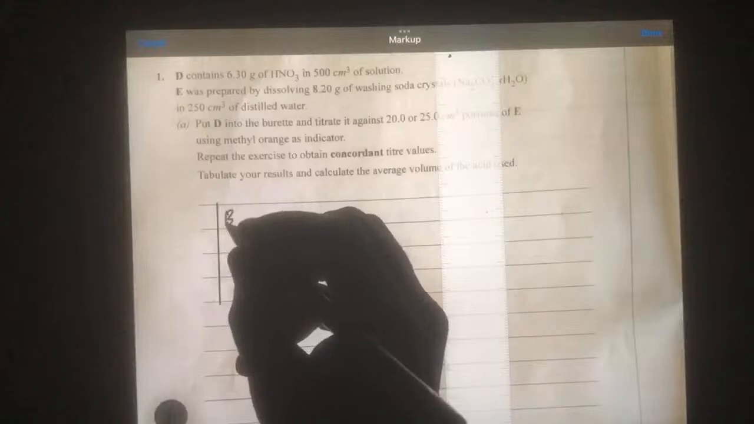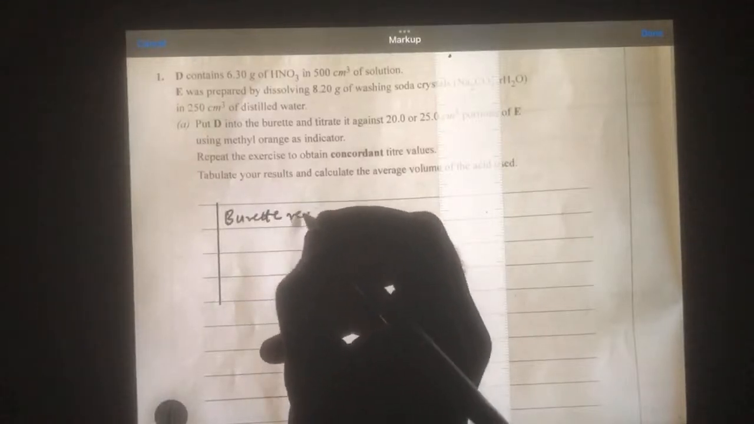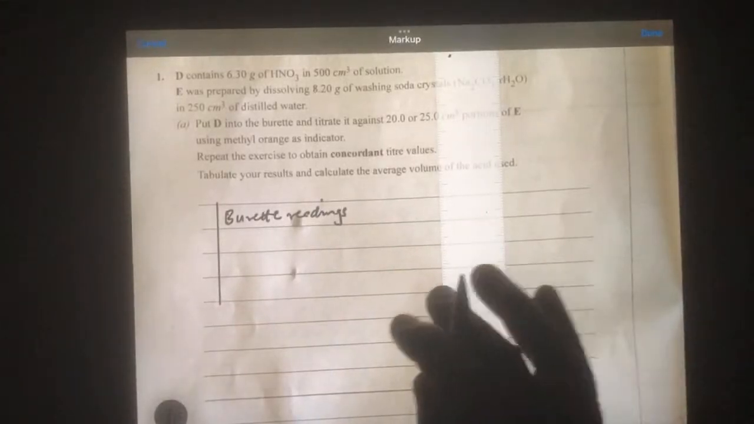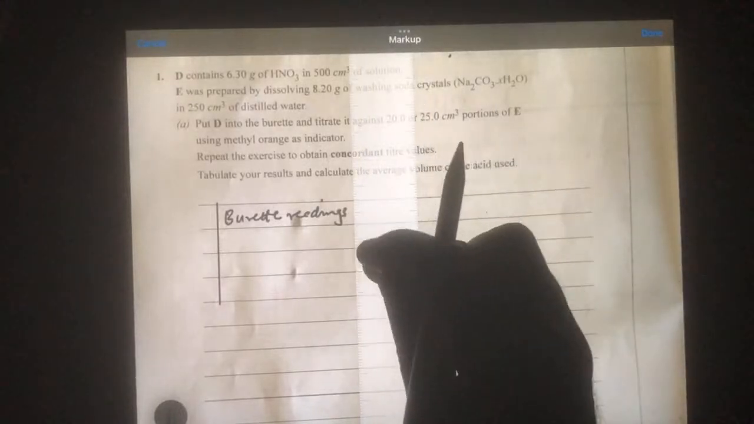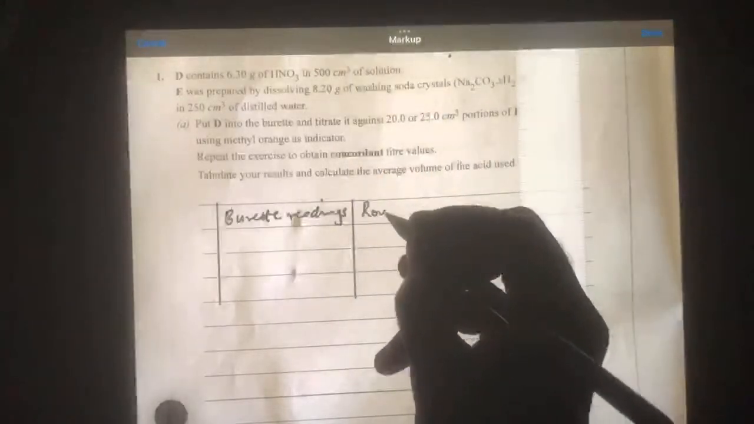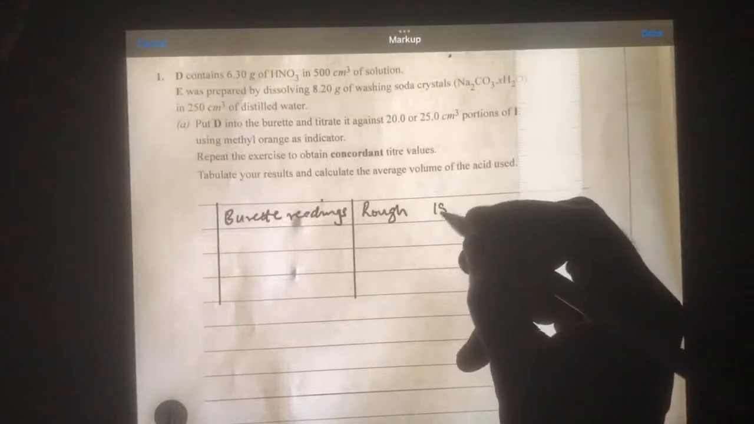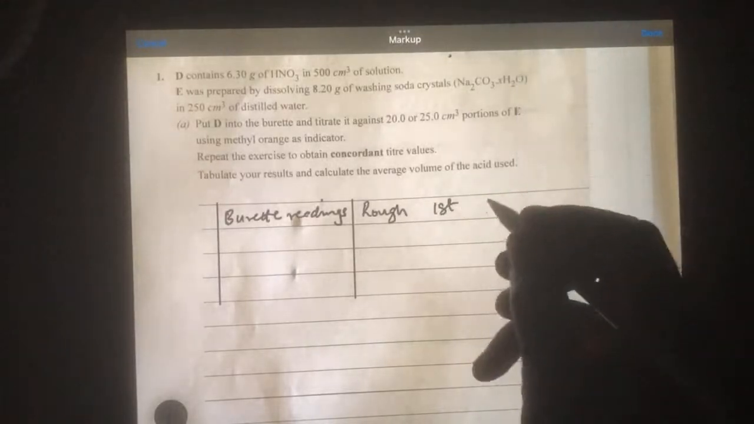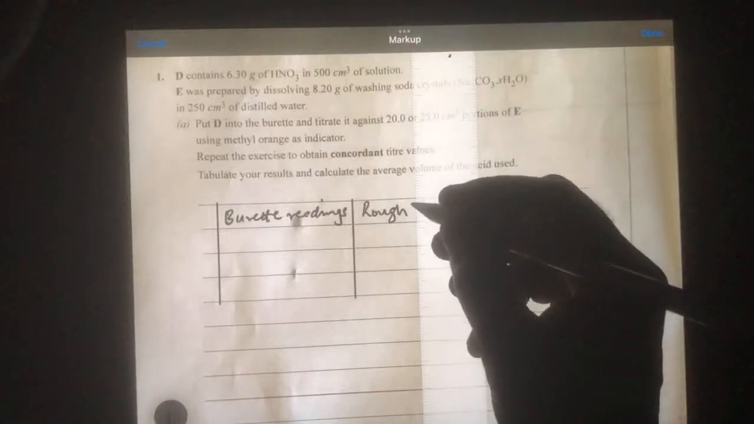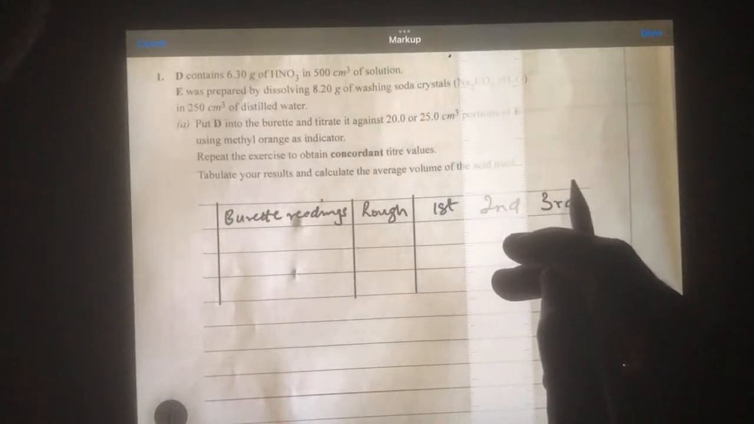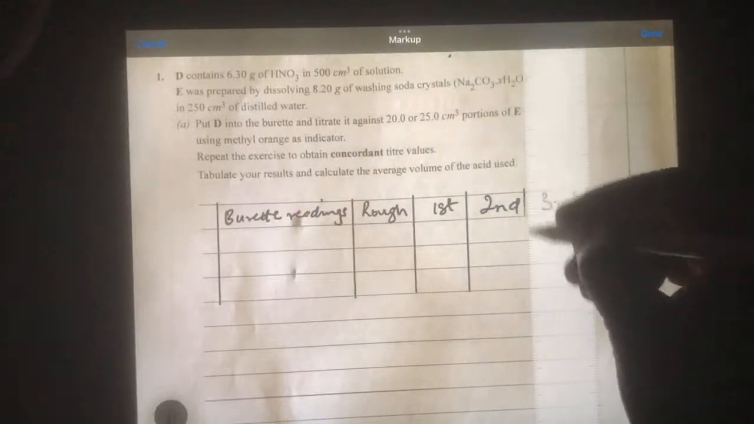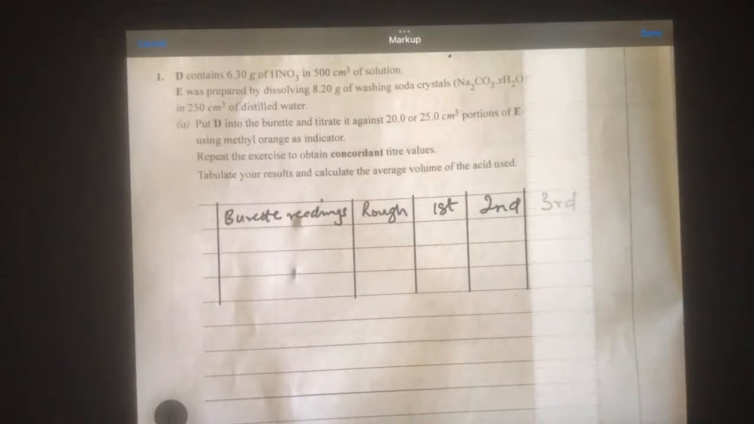So here in making my table, the basic information is that we have to write burette readings, followed by rough titer, rough, followed by first, second, and third. We rule them separately.